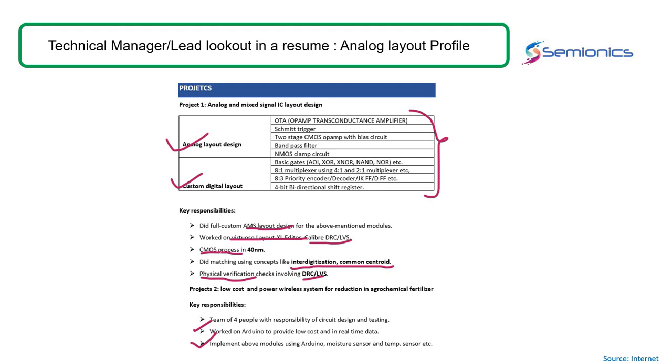So now, as I've already mentioned in the previous slide, this is what the technical manager looks for. These are the keywords: analog, layout, design, custom, digital, module names, whichever I just highlighted in the previous slide, exactly the same. This is what the technical lead or the manager looks for and confirms.